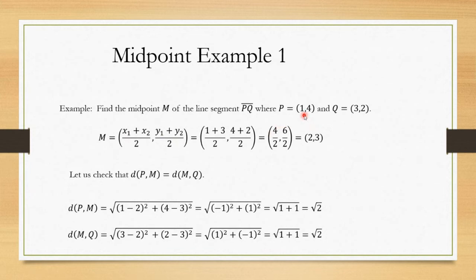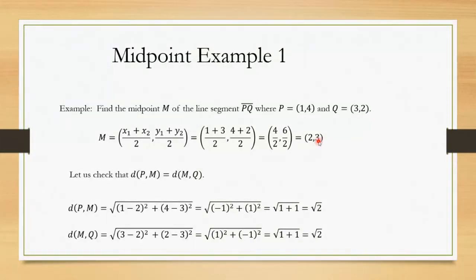What are the x coordinates? We have 1 and 3, and then we divide that sum by 2. For the y coordinates, same idea: we have 4 plus 2 divided by 2. So we have 4 over 2, 6 over 2, which is 2, 3. That's what we have here.